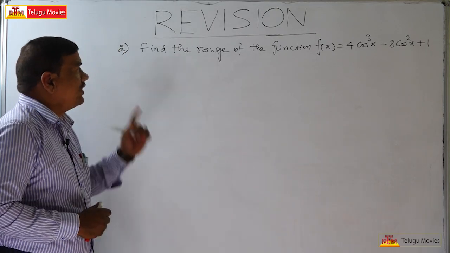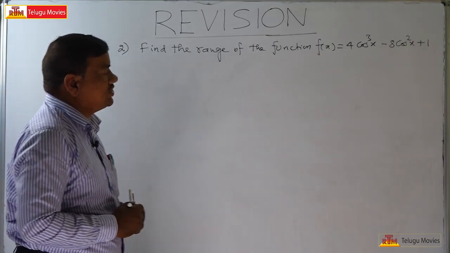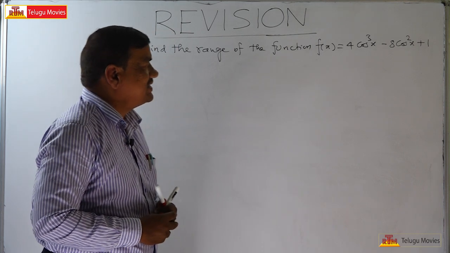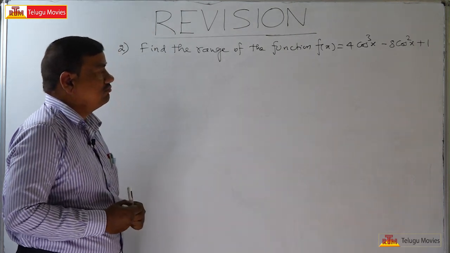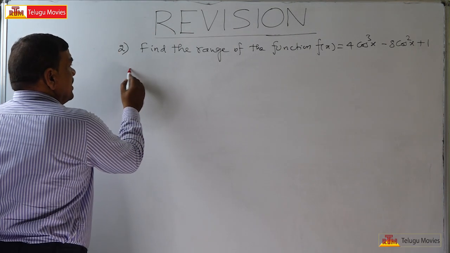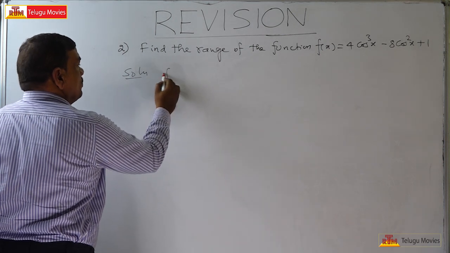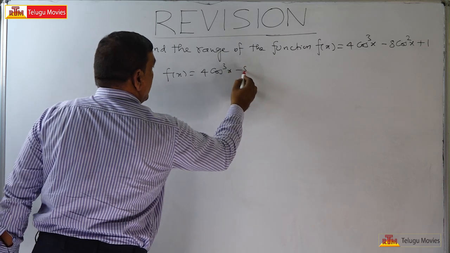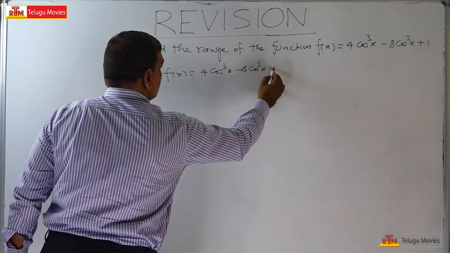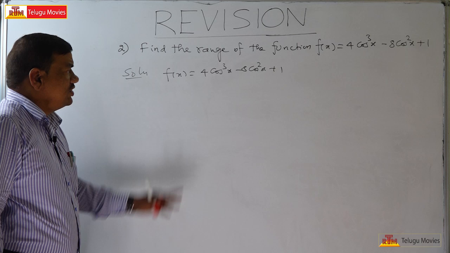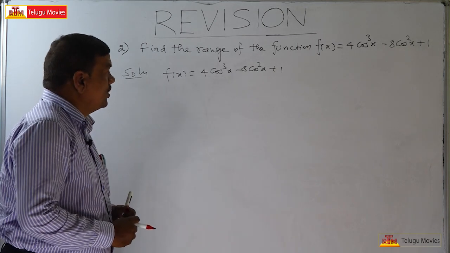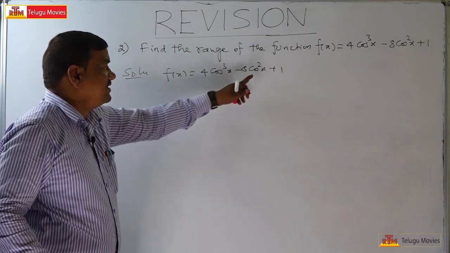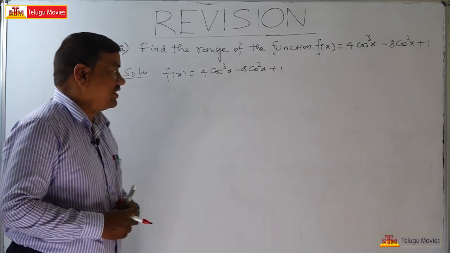We are asked to find the range of the function f of x is equal to 4 cos cube x minus 8 cos square x plus 1. Then how to find the range? Range means the maximum value and minimum value. This is a cubic function, a cubic equation. A cos cube x is there, cos square x is there, cos x is not there.